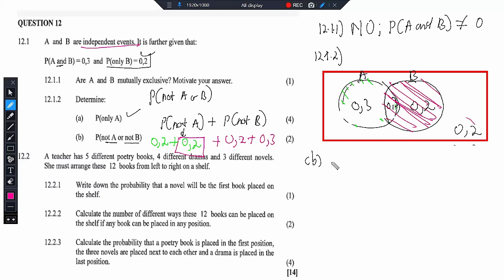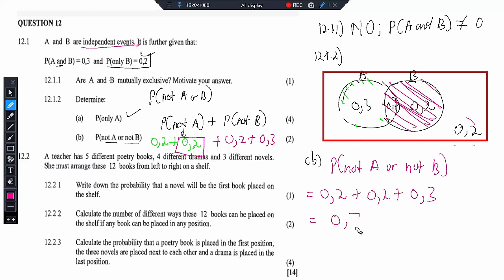So that means the probability of not A or not B will now have to be represented by 0.2 and then this 0.2 and then 0.3. And when you add all that up, you get 0.7. So that is the probability of not A or not B, right? So I hope it makes sense. It's different from not A or B. So that was the confusion that a lot of you had regarding this question.